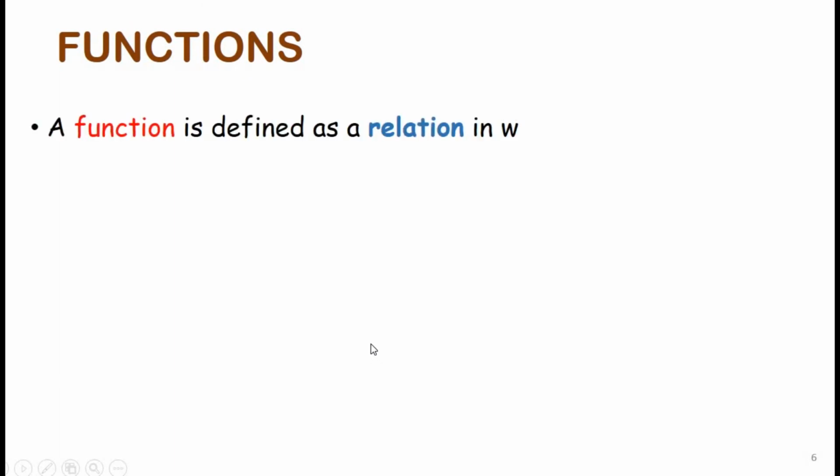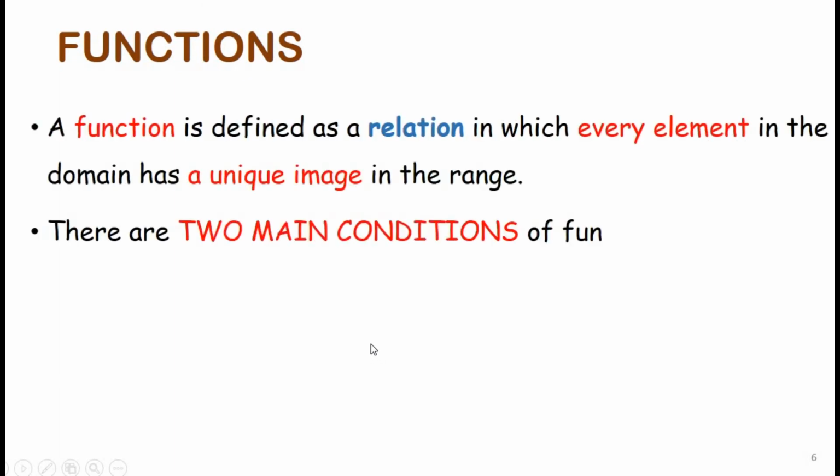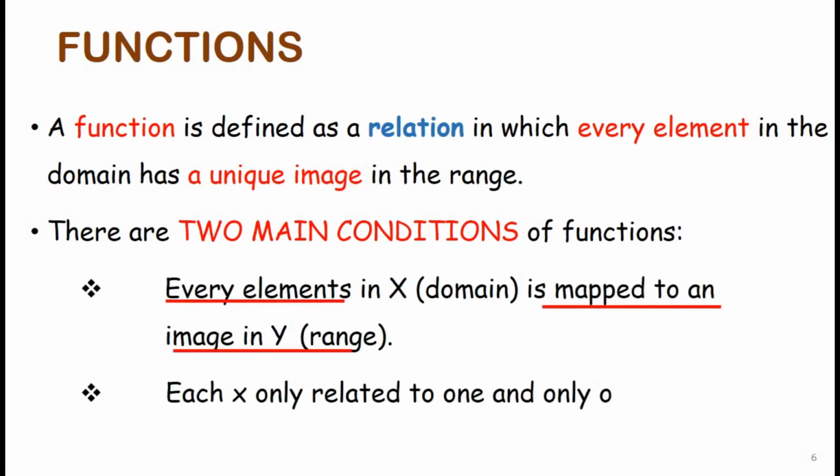So now what is a function? A function is defined as a relation in which every element in the domain has a unique image in the range. So there are two main conditions of a function. So first, every element in X is mapped to an image in Y. Second, each X is related to one and only one element of Y.